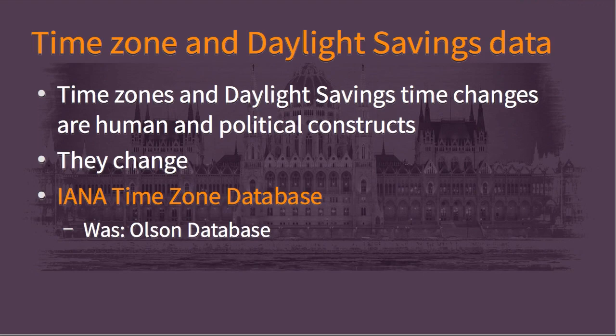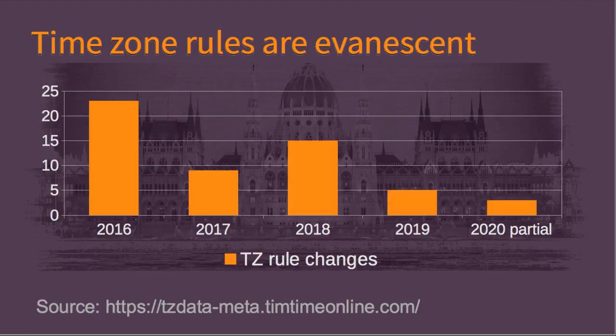You've probably heard about the IANA time zone database. It used to be called the Olson database. And it is a project to keep track of all these changes in daylight savings time data and time zone data, and publish a couple times a year a block of data which describes all of the time zones and daylight savings times rules. But boy, those rules change.